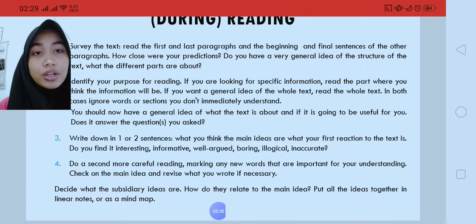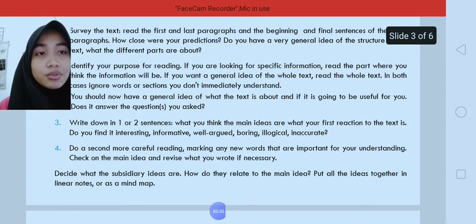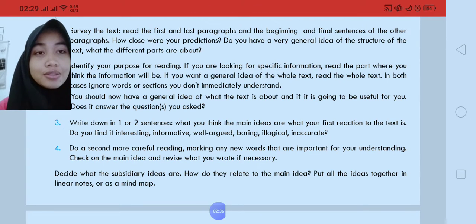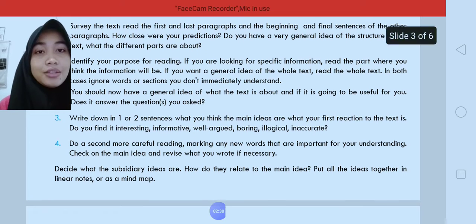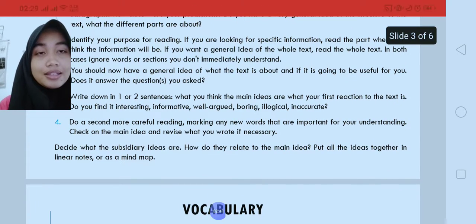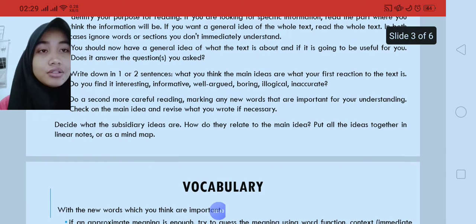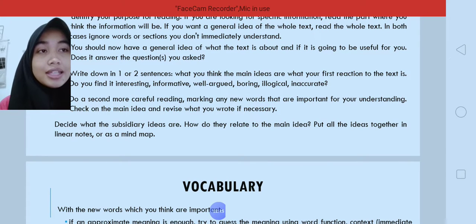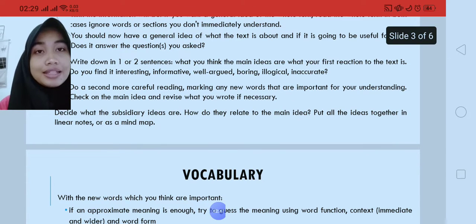Fourth, a second, more careful reading. Mark any new words that are important for your understanding. Check the main idea and revise what you wrote if necessary. Decide what the subsidiary ideas are. How do they relate to the main idea? Put all the ideas together in linear notes or as a mind map.